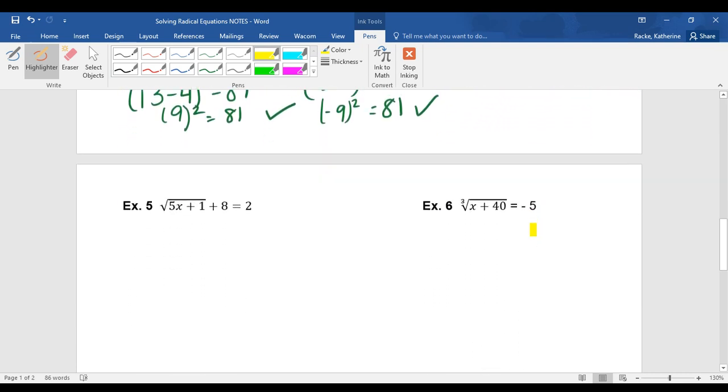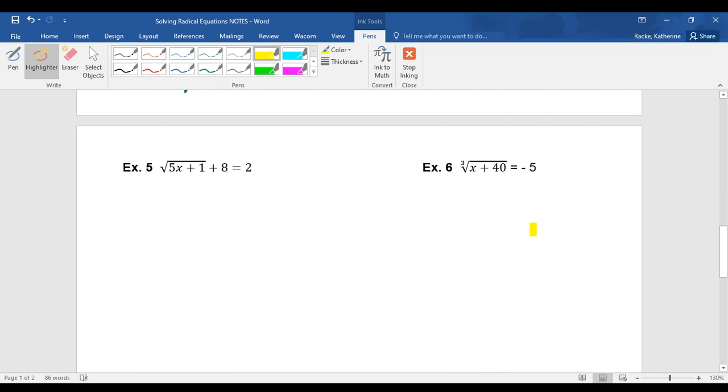Okay, moving on to example 5. So when we're solving radical equations, and we have the radical in the equation, you need to isolate the radical, just like we isolate the x in an equation before we solve for x, okay? So to isolate the radical, I need to move my 8 to the other side by subtracting 8 from both sides, okay? I would get the square root of 5x plus 1 equals 2 minus 8 to give me a negative 6.